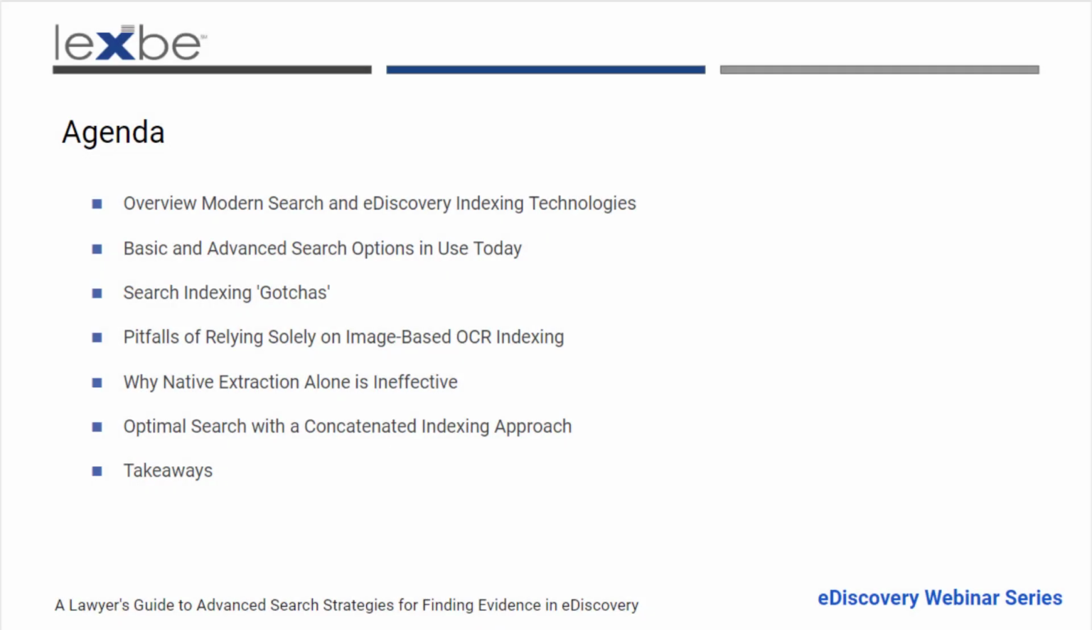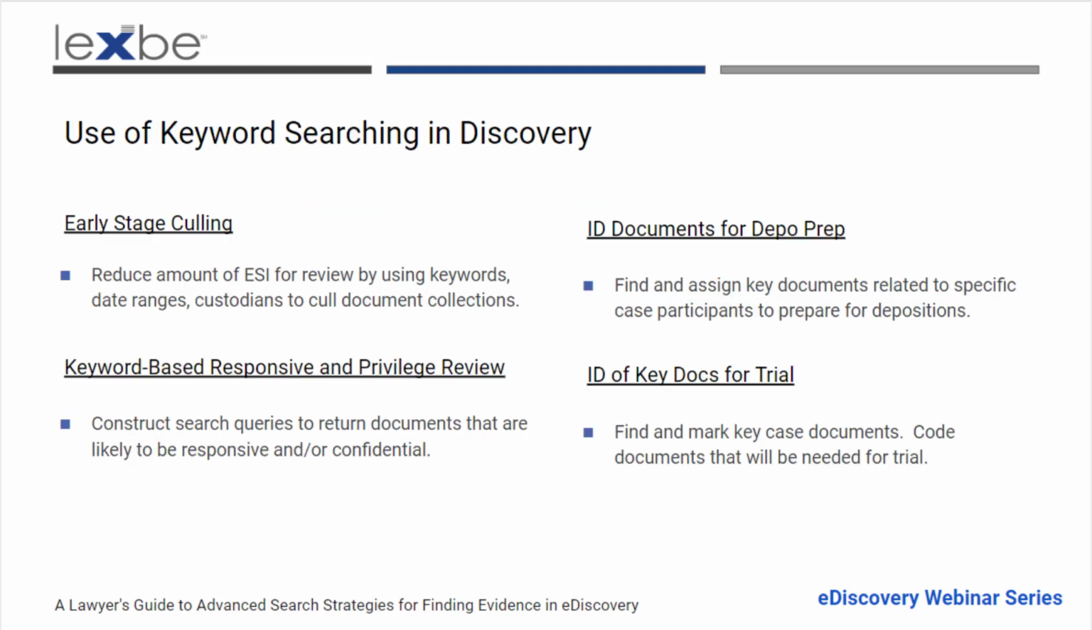So we'll begin with just generally talking about the use of keyword searching in eDiscovery. The reason that we use keywords in different phases of a matter is that initially you may find it beneficial because you get a large data dump. That could be from your client, that could be from your opposing party. And when it's from your own client, we typically call that early stage culling.